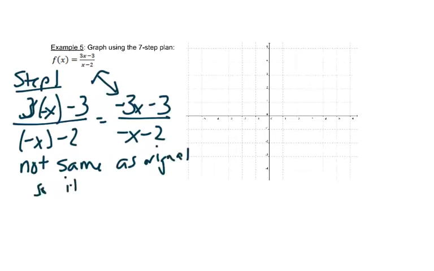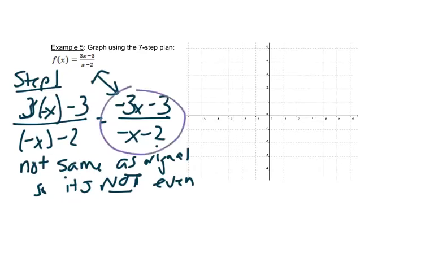So it's not even. Then I want to go back to the original if it's not even. If it's even, I can stop. If this right here is the same as the original, then I know it's even and I can quit. But if it's not, then I'm going to go back to the original, and I'm going to multiply the original by -1.